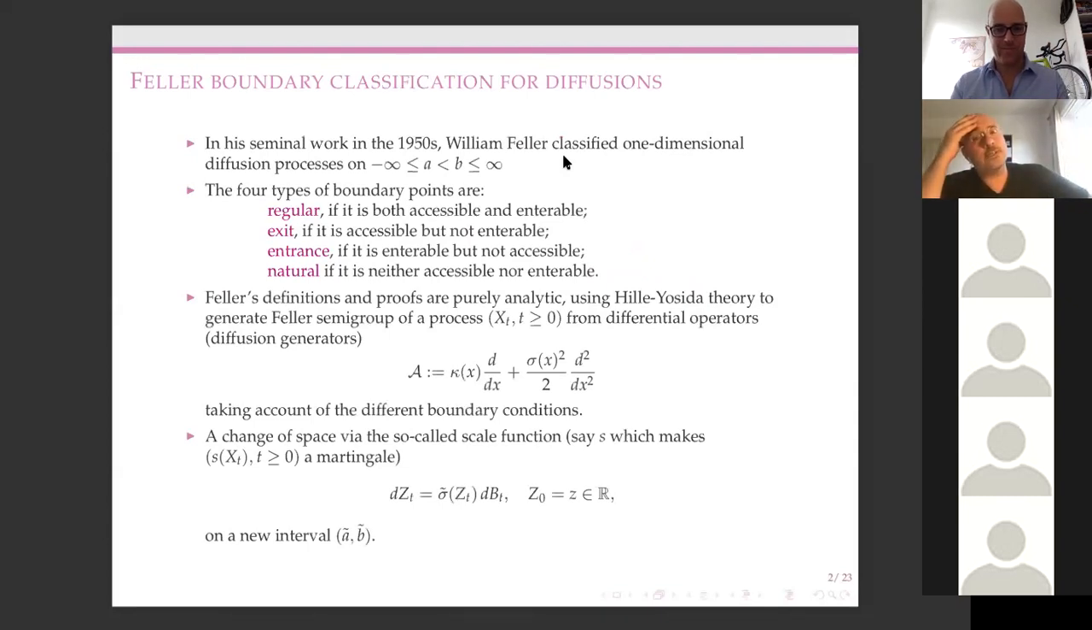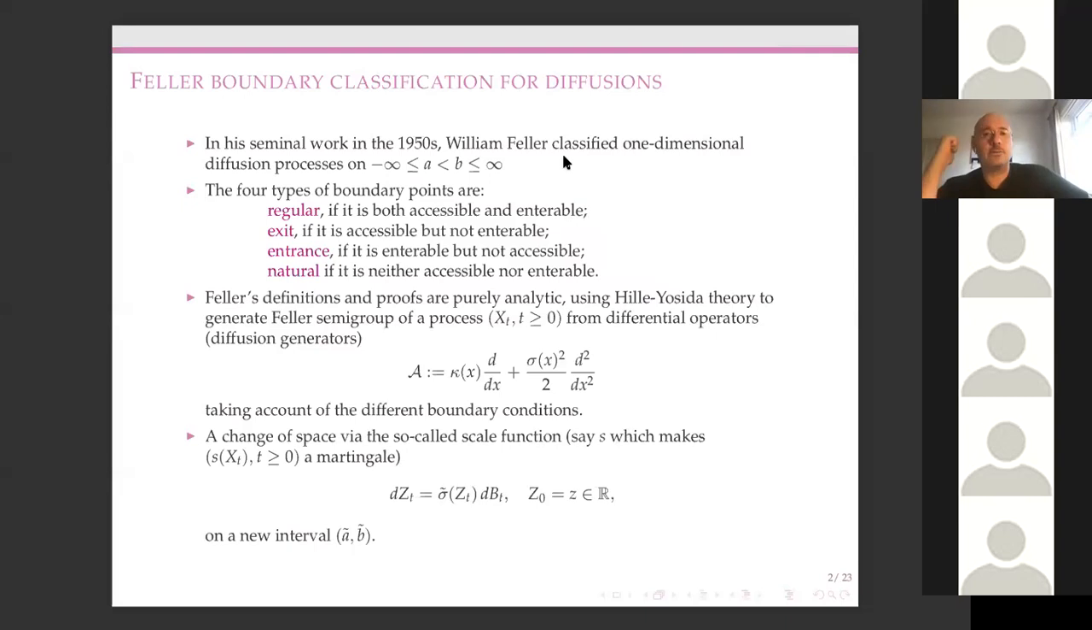Back in the 1950s, William Feller classified boundaries for one-dimensional diffusions that live on an interval AB, where A can be minus infinity and B can be plus infinity. The four main categories were: regular, if it's both accessible and enterable, so you can get there and come out of that boundary; exit, if it's accessible but not enterable, so you can get there but can't come out; entrance, if you can come in but can't get to that boundary; and natural, if neither.